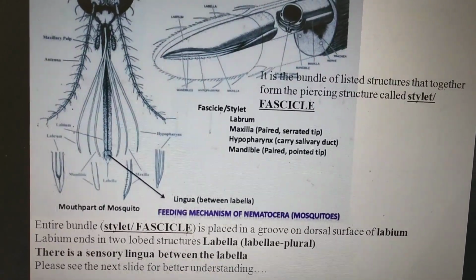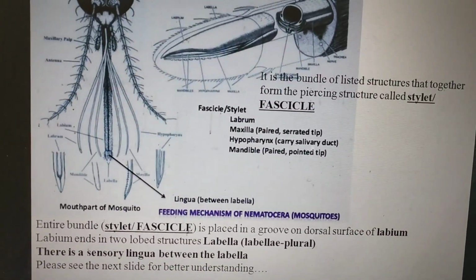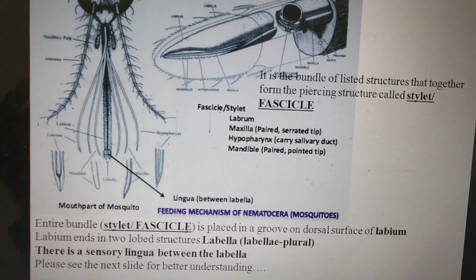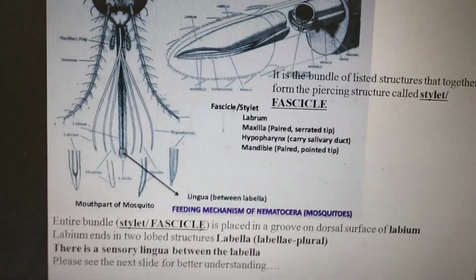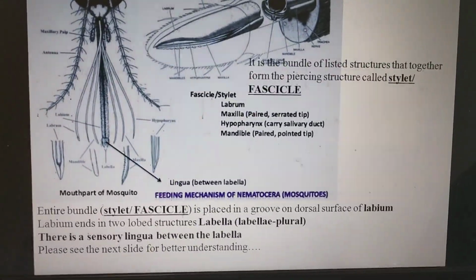Now this salivary duct is very important because it produces the anticoagulant. Whenever the blood vessels or capillaries are pierced and damaged, the blood comes out, and it is very necessary that some anticoagulant is secreted from the saliva so as to prevent the clotting of the blood.